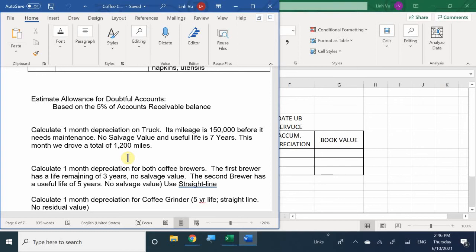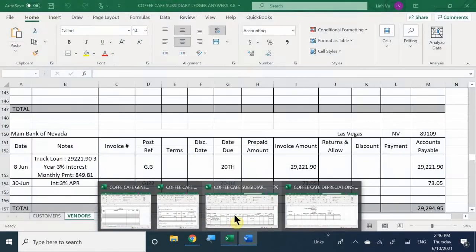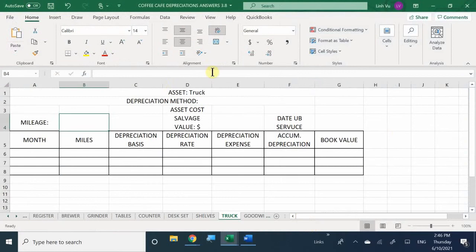The useful life is 7 years. This month we drove it 1,200 miles, and I'm guessing we got it brand new, so the starting miles is going to be 0. Good. And that's all the information I have on the paper. Okay, so let's see what we do know. The truck, that's what we have. What depreciation method are we doing?